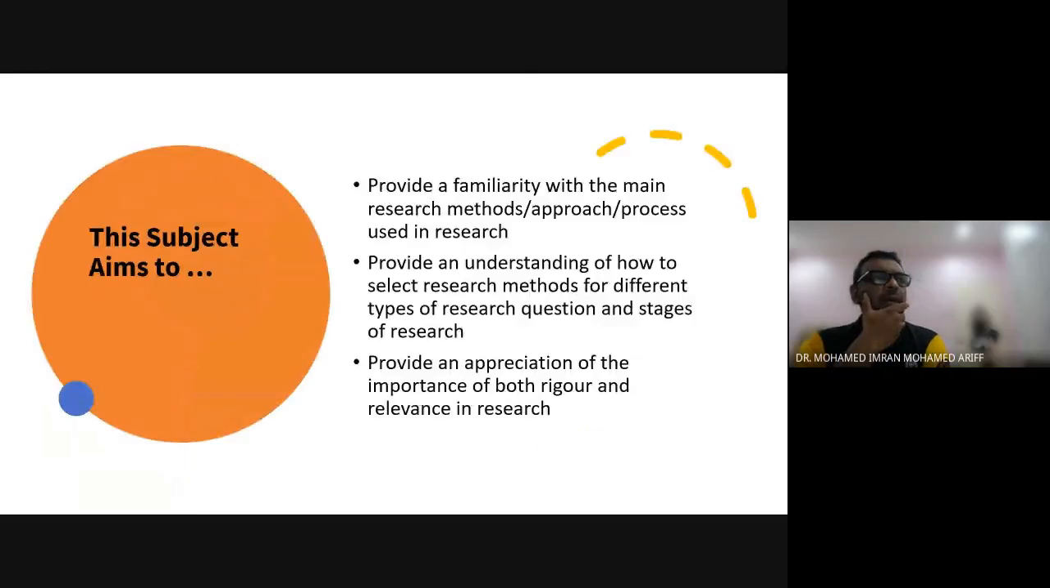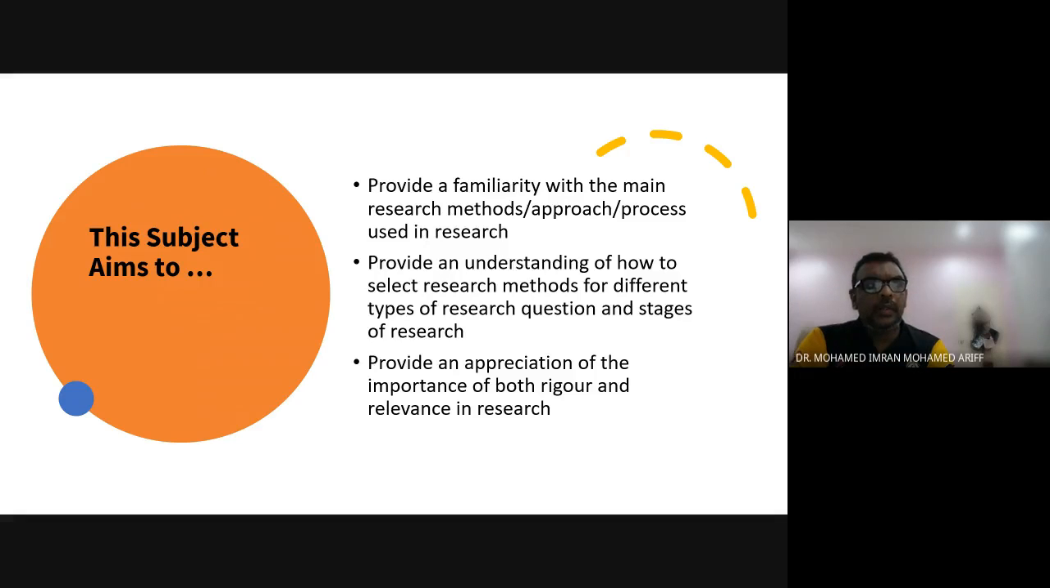Okay, so research process, very important. What is the aim of this subject? Itu yang we want to find out. You ambil sebenarnya, what are you going to get at the end of it? Okay, so at the end of this, insyaAllah dalam masa 4 weeks ni, you should be familiar with method, approach, process. Ini 3 benda yang you need to know.